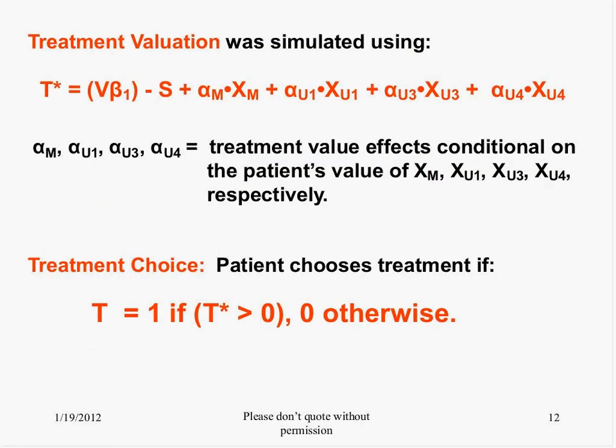So this is the treatment valuation equation, and we just assumed everybody out there has the same alpha parameters in this thing. The random number generator gives you an XU1 of 0.34, and then everybody gets multiplied by the same parameter. I guess you could think of scenarios where for half the population alpha U1 is a positive number, and for half the population alpha U1 is a negative number.